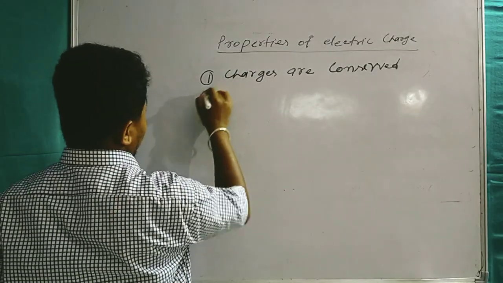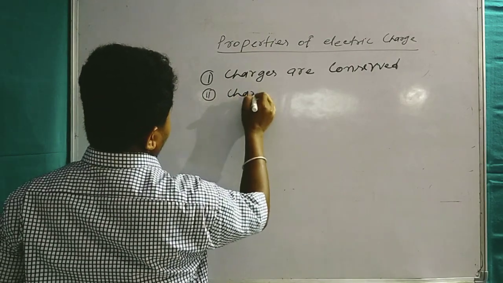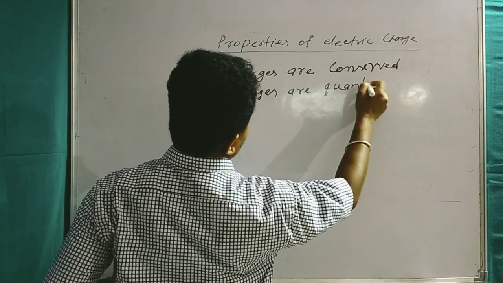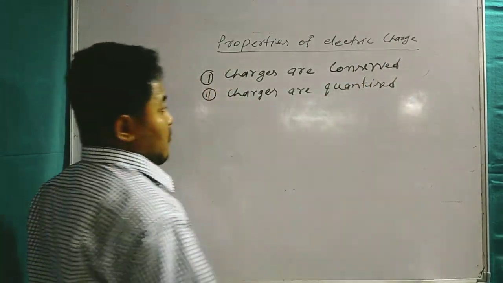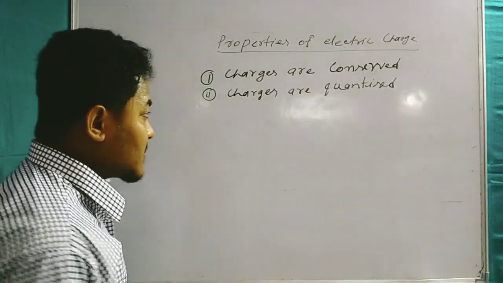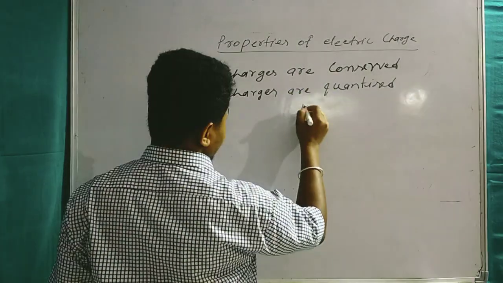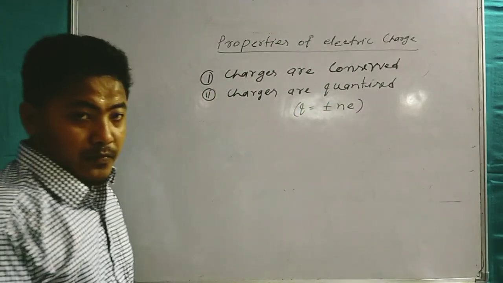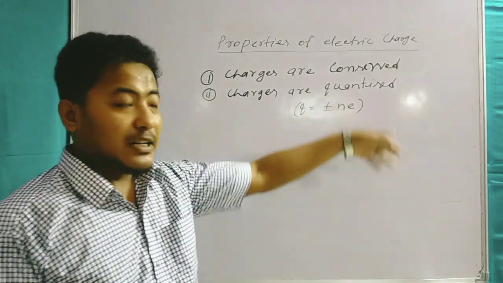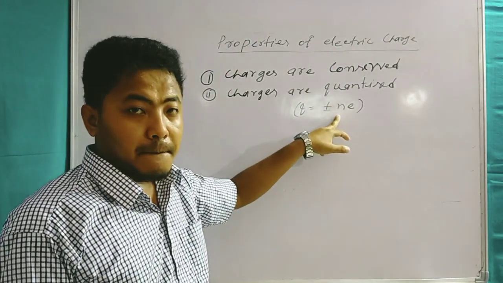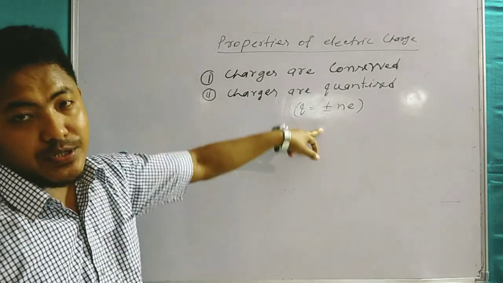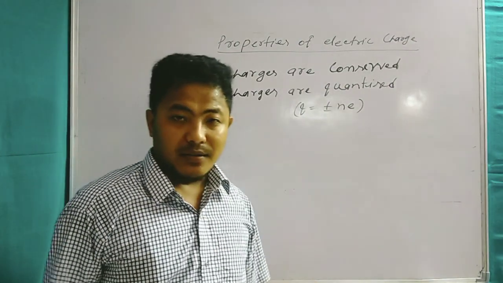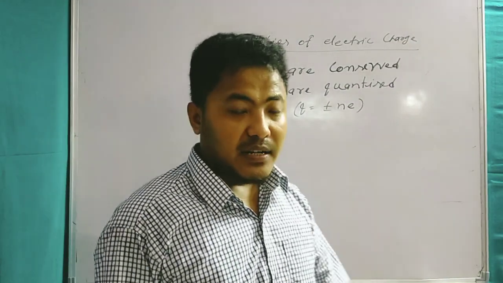Number two, the charges are quantized. And mathematically, this statement can be expressed as Q is equal to plus minus Ne. This is a very important relation. Q is equal to plus minus Ne, where N is an integer. That means N is equal to 0, 1, 2, 3, and e is the charge of the electron. And in one electron, how much charge can you find? That is minus 1.6 into 10 to the power minus 19 coulomb.